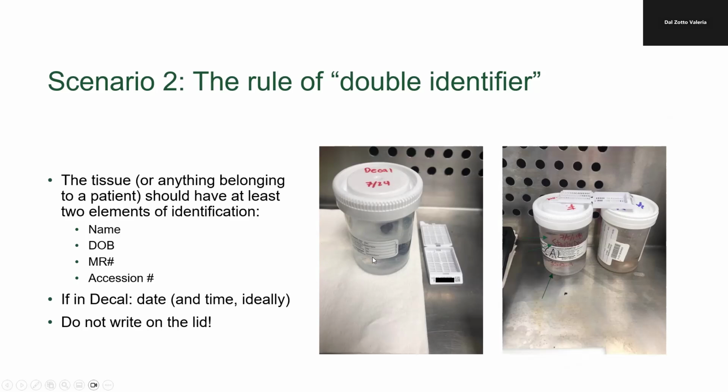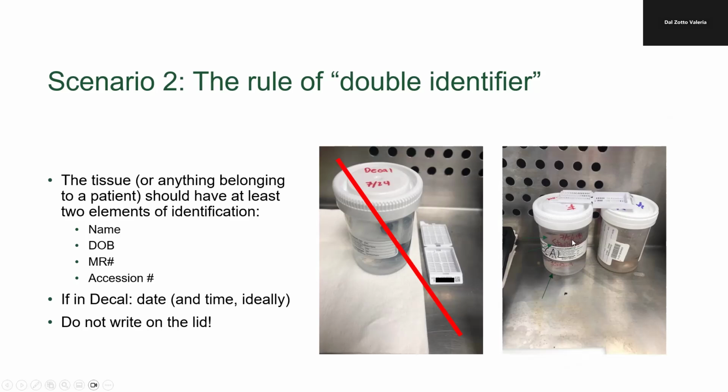So you have to label it with at least two identifiers. It can be the name of the patient and the accession number, or it can be the name and the medical record number, at least two identifiers, and those two identifiers must be written on the side of the container, never on the lid of the container, because lids can be transferred to another similar container and the information can be mixed up.